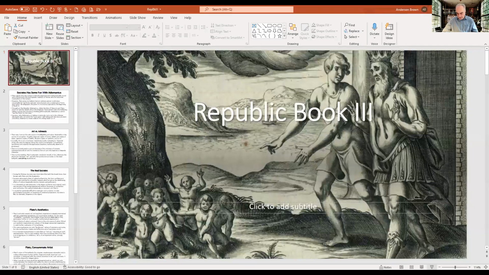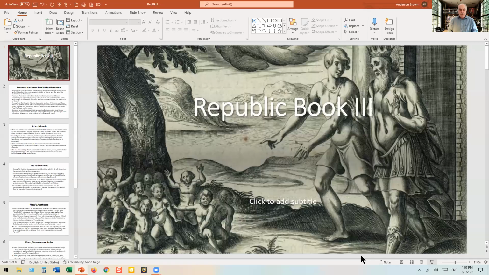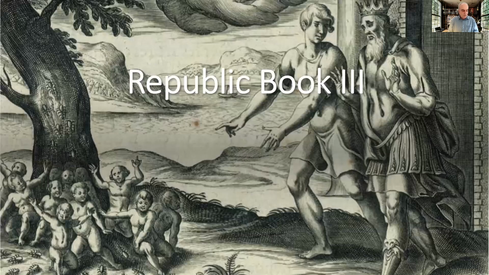Republic book 3, there it is. As you can see here, where they're gesturing towards the little babies coming up from the ground, that's from another myth. But I put it on there because probably what book 3 is most famous for is the myth of the three metals, the gold, silver, and bronze, which is where we get it from.